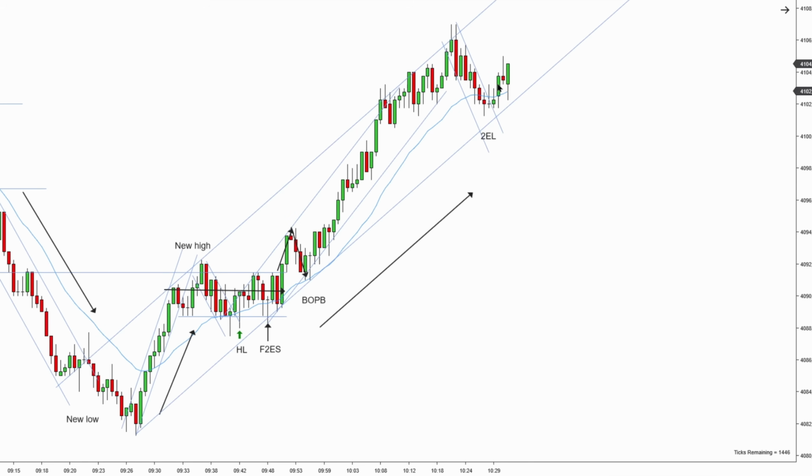We have close outside, attempt to create new low, and we have high low. Actually, my trend line is a little bit steeper like this. High-low confirmation setup of the two-legged pullback, which is okay setup.